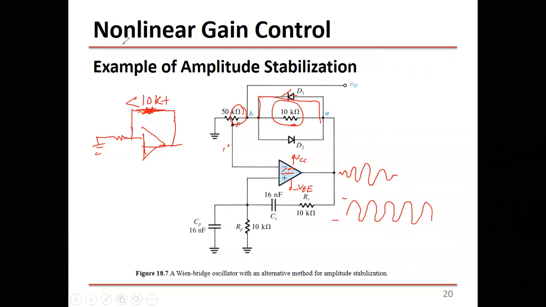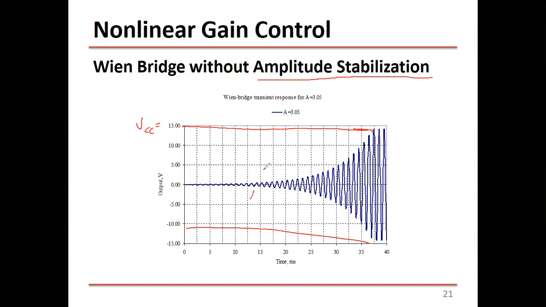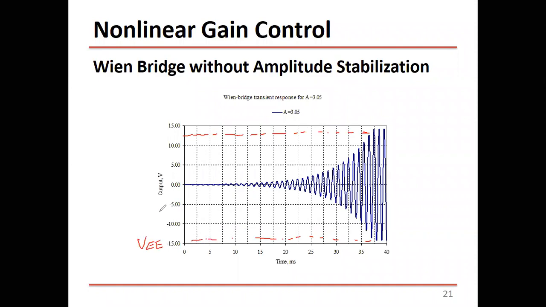And I think we have a slide here. Yeah, this is how it works without amplitude stabilization, without a nonlinear component, without having any diodes. And you can see here, it will grow forever. But what is going to stop this growing is the VCC, okay? And on the other side, what's going to stop the growing? So this is the clipping due to the VCC supply, and this is the clipping due to the VEE. So this is VEE, and this is VCC. So it will grow until it will be clipped.